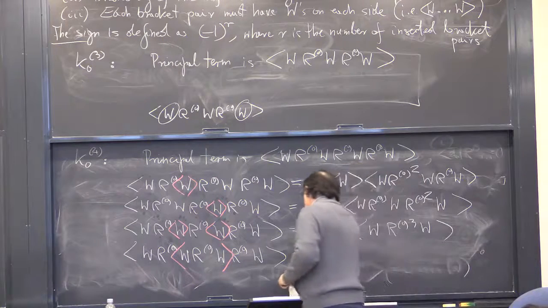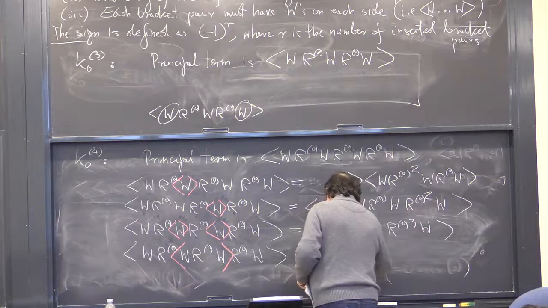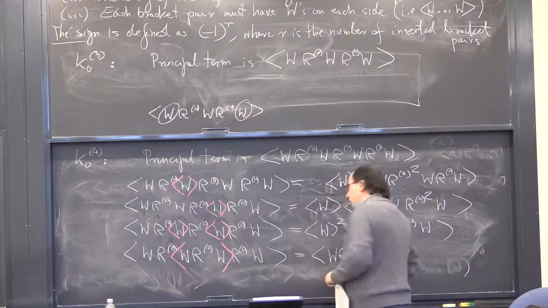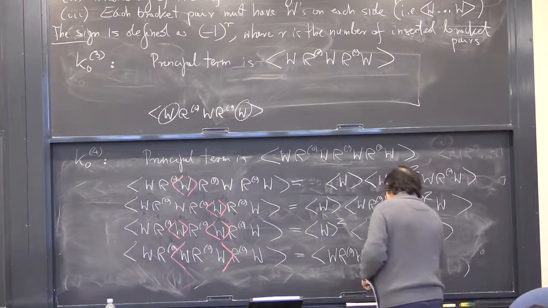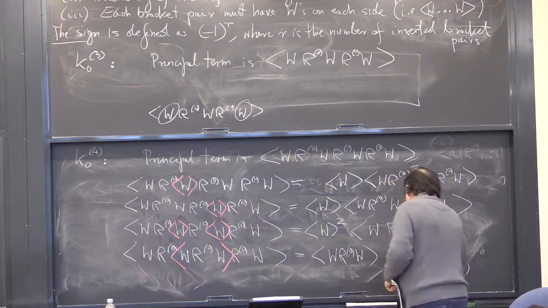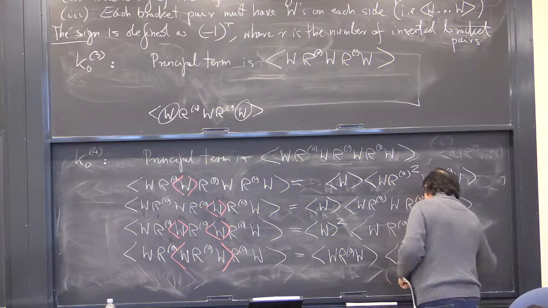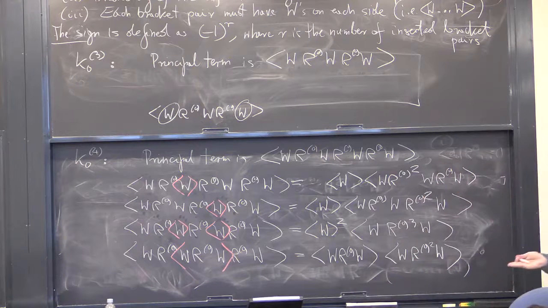W. And the final one, you take this bigger chunk, which is actually second order correction to the energy, K02, and then you have W, R0 squared W. And the rest of the story is the signs.